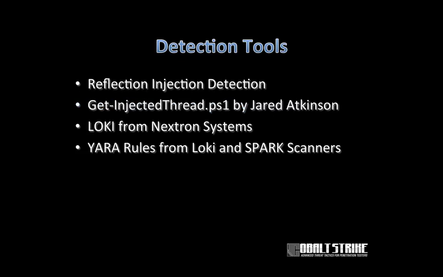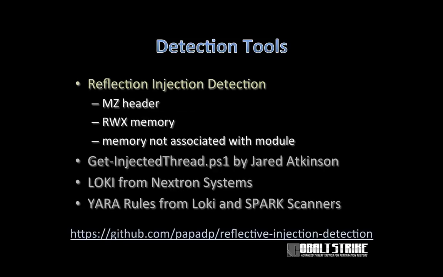All right, I promised you a list of detection tools you could download today and play with. So here's the 4 tools and collections of rules I'm going to point you to. The first is a program called Reflection Injection Detection. Say that 3 times. This program, available on GitHub, looks for 3 items before it considers something malicious.